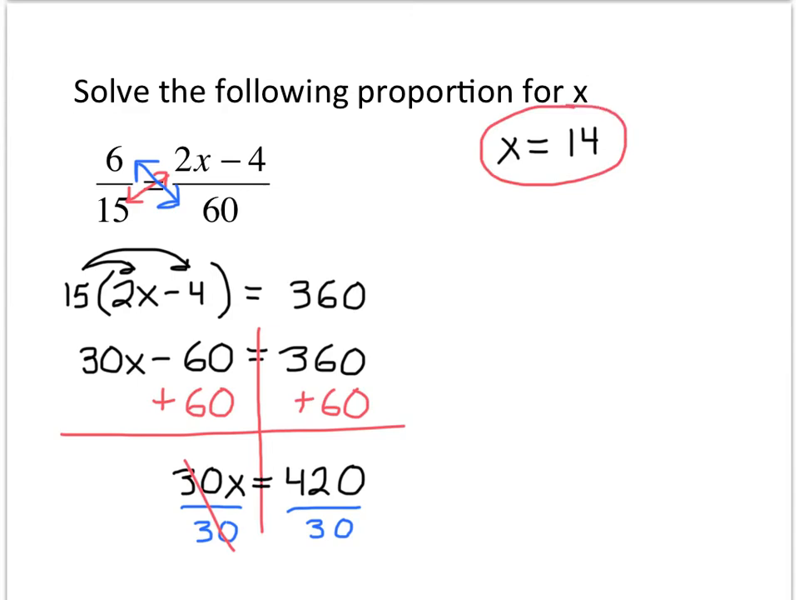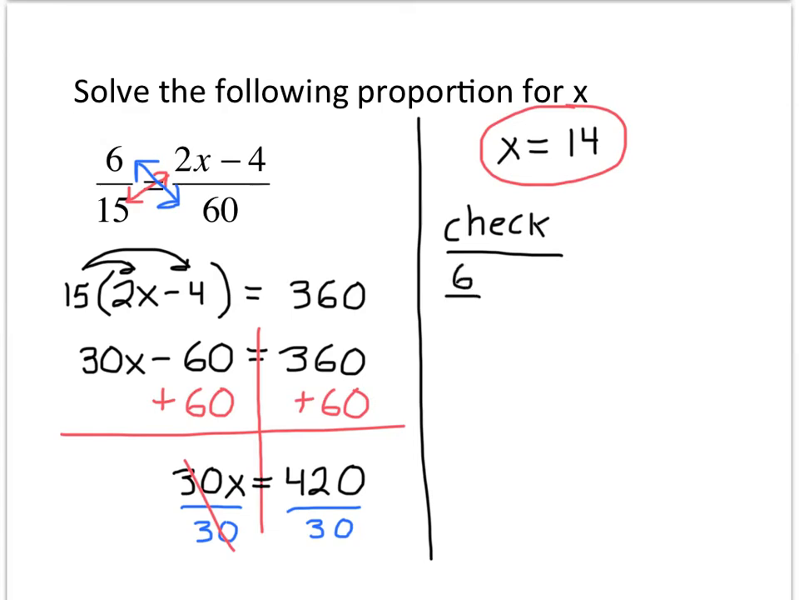Now, it's always nice to double check that we've done this correctly. So remember, I can always check my problems when I'm done by plugging in the solution. That's still true even for proportions. So let's go ahead and check our answer here. I'm going to plug in 14. So I have 6 over 15 equals 2 times 14 minus 4 over 60. I want to check this. So I'm hoping that the right-hand side is going to simplify down to 6 over 15.